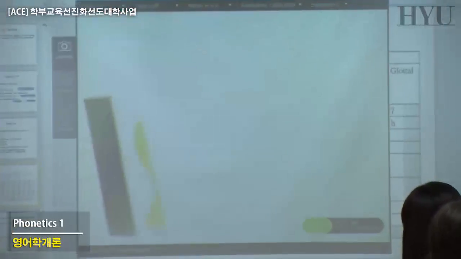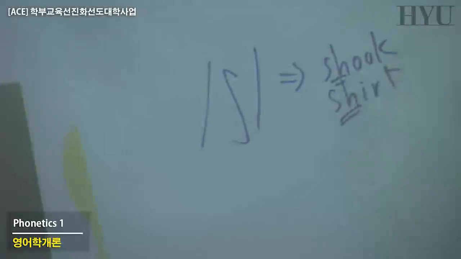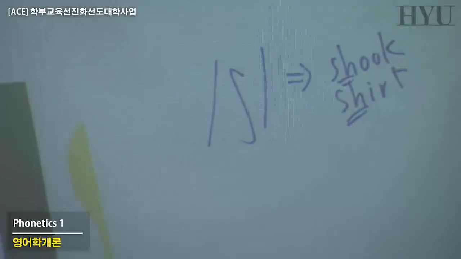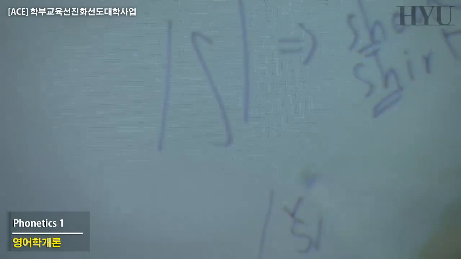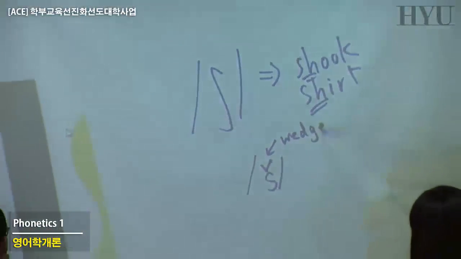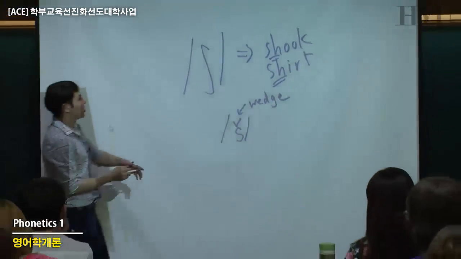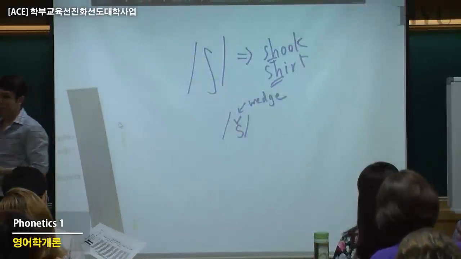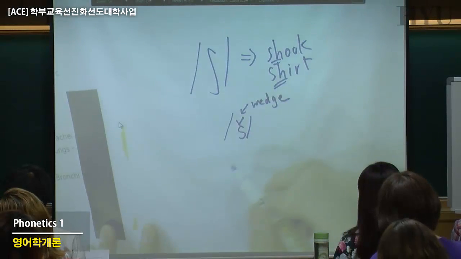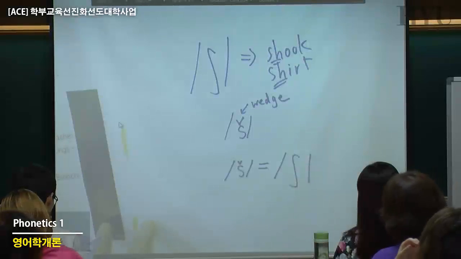So this hook sound, as in shook, like that, or in shirt, this sound. Some books would use this symbol instead, S with this wedge. We call this wedge. Okay, so it's your choice whether to use the hook or to use S with a wedge. Okay, so the wedge is like the little V like that. Is equal to this one. Okay.